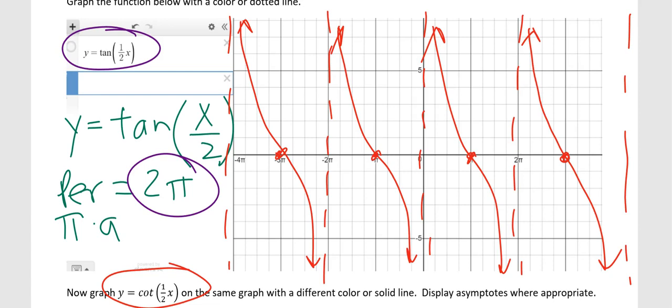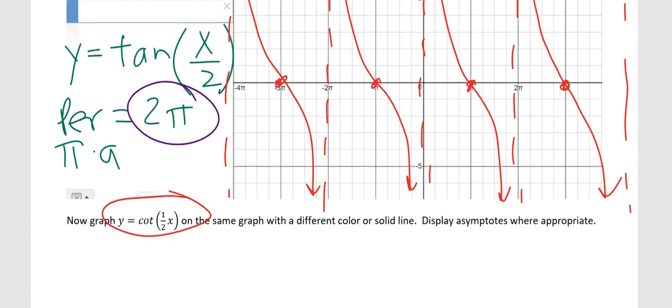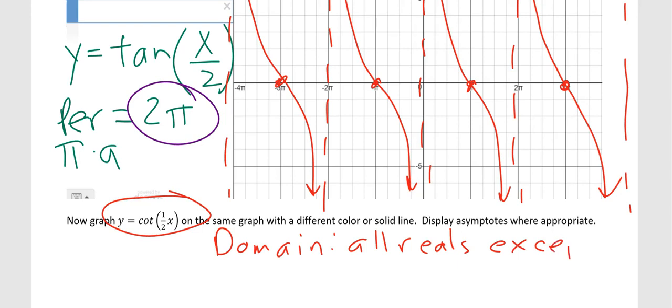Okay, so I thought maybe we go domain and range on this. Oh yeah, let's do this. Domain. All reals except 0, 2 pi, 4 pi, 6 pi, 8 pi, 10 pi, negative 2 pi, negative 4 pi, negative 6 pi.